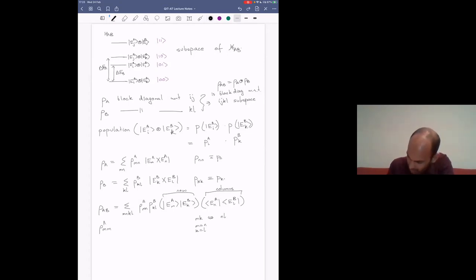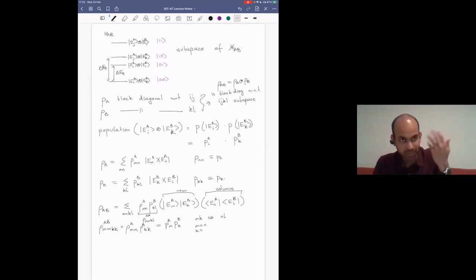Rho MM. Well, let me take it this way. Rho AB MM, L or K K, which is exactly as we just look from, this is now rho AB MN KL. And this we see just by inspection is basically rho A MM rho B KK, which is the product of our populations P_M P_K on A and B.